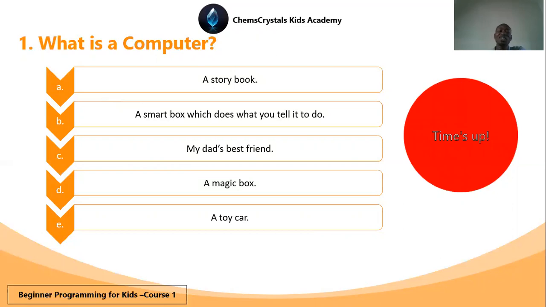All right, time up. The question is, what is a computer? Remember I taught you, so what answer did you choose? Very good. Let's see if you are correct. Wow, the right answer is: a computer is a smart boss which does what you tell it to do. Which answer did you choose?